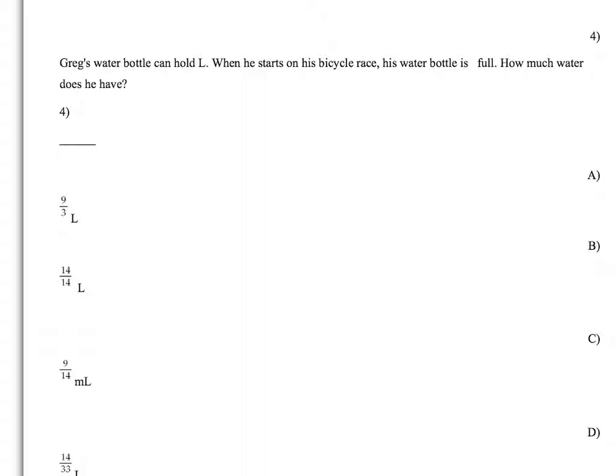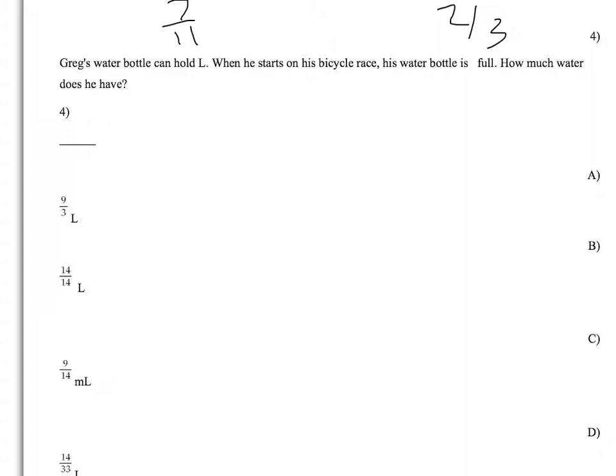Okay, so this should be 7/11 liters. And then when he starts his race, it's 2/3 full. Okay, so sorry about that, but I'm missing some of the pieces here. So if Greg's water bottle holds 7/11 liters of water, when he starts his bicycle race, it's 2/3 full. How much water does he have?